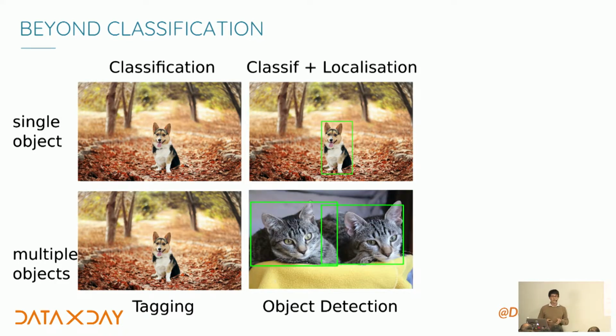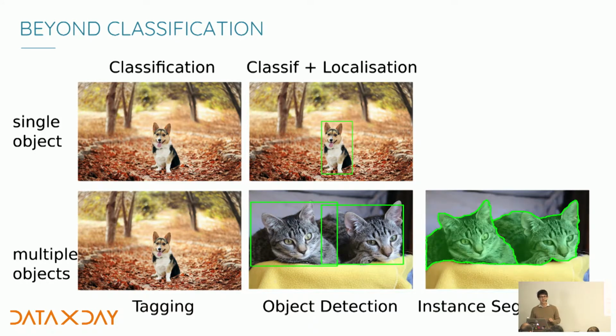And then you can go towards even more interesting problems. Object detection. So there's multiple objects. You want to detect all of them. Multiple instances of cats. Here, for instance, not only saying that there are cats and drawing a box around the cats, but identifying each of the different cats in the image. And finally, the grail of image analysis would be instance segmentation, finding all the pixels that belong to one specific cat in the image for each of the objects.